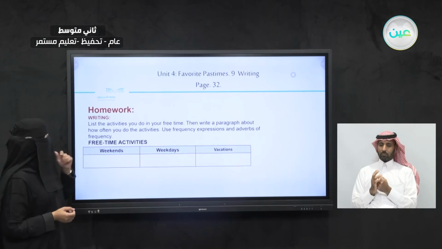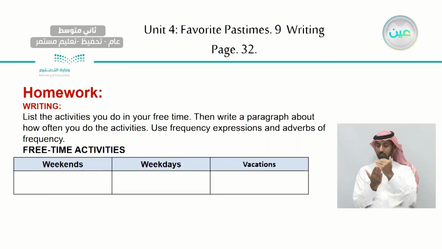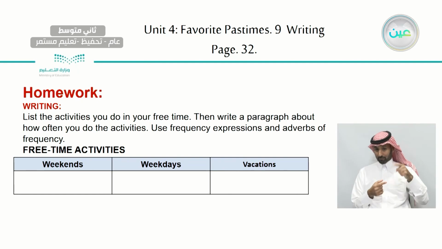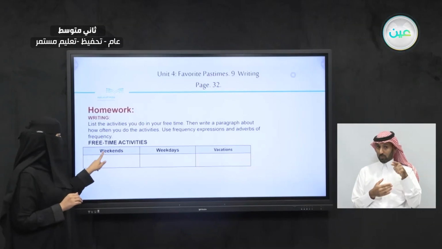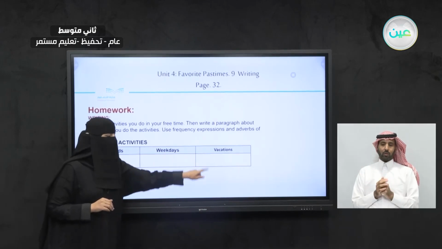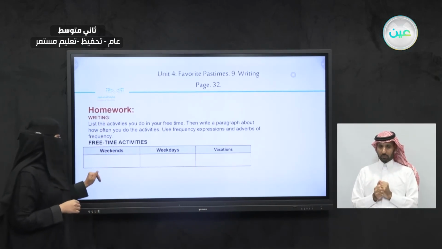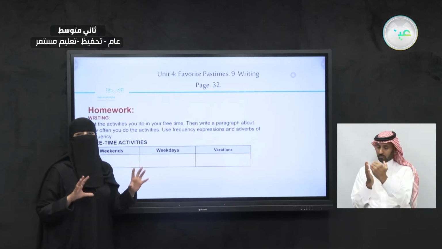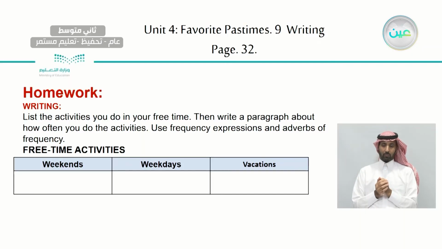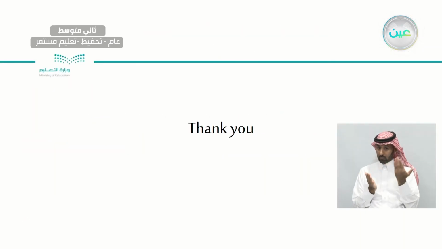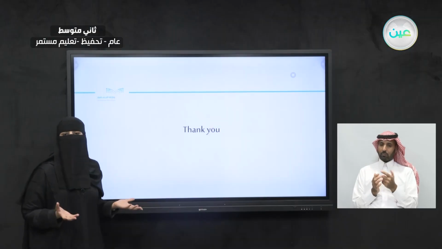List the activities you do in your free time. Then write a paragraph about how often you do these activities. Use frequency expressions and adverbs of frequency. So you're going to fill this chart about free time activities. List activities that you can do in the weekends, weekdays, and vacations. So you're going to list the activities here. Try to collect all of this information together and write a text. Okay, then we are going to check what we are going to do with this information and how we did it in the next lesson.